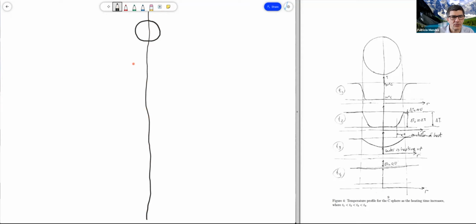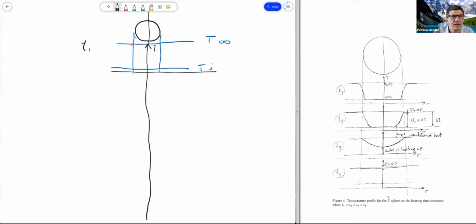So let's consider time 1. Time 1, and let's mark this in. Right. This was the initial temperature. This is the temperature of the fluid. Right, this vertical axis here is always temperature.